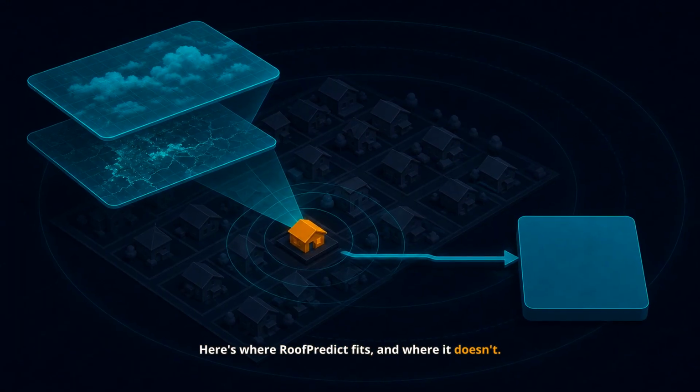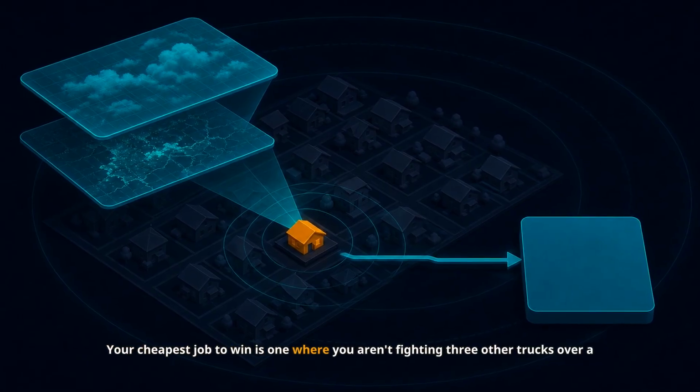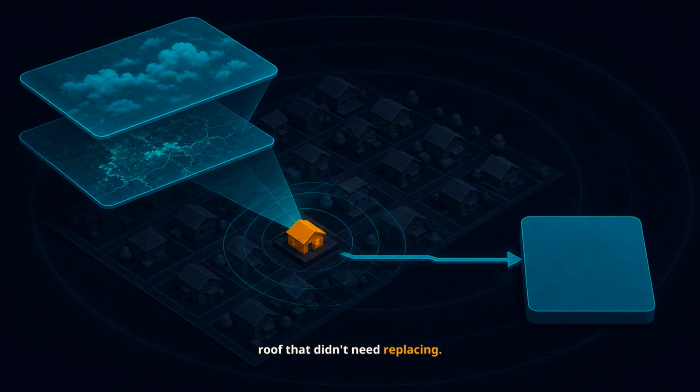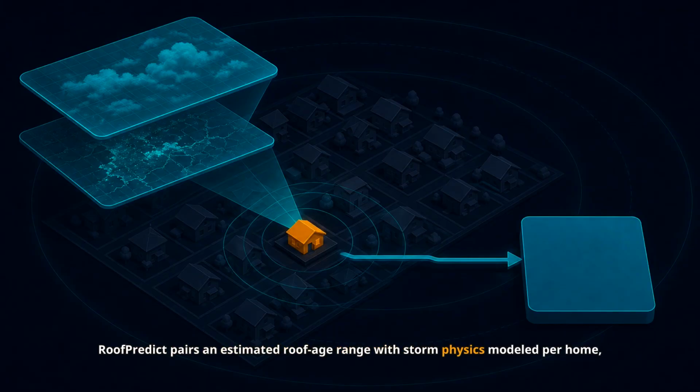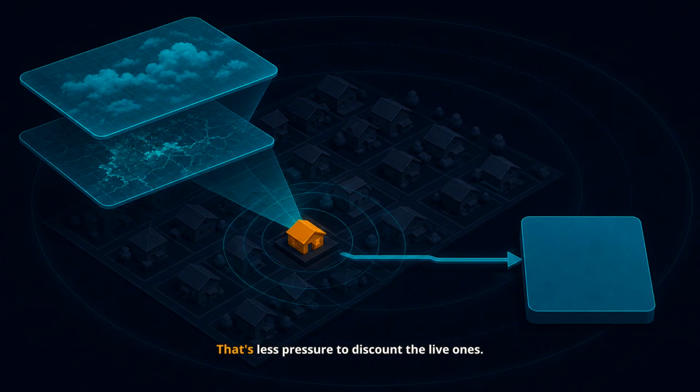Here's where RoofPredict fits and where it doesn't. Your cheapest job to win is one where you aren't fighting 3 other trucks over a roof that didn't need replacing. RoofPredict pairs an estimated roof age range with storm physics modeled per home to flag which roofs are likely due, so your estimator spends hours on real doors. That's less pressure to discount the live ones. It does not inspect, diagnose, or decide coverage. Roof age is a range, not a date. The list points the estimator. The worksheet still protects the margin.